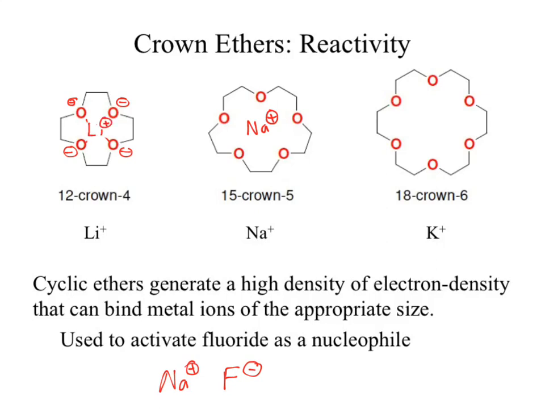What happens if we add more ethers? Jump up to the 18. We can now fit an even larger counterion in it. So depending on the source of our fluoride ion, if we paired it up with a potassium or sodium or lithium, we could use a different crown ether to limit the effectiveness of that counterion and increase the reactivity of the fluoride, because now it's not bound to that salt. Okay, so it's kind of neat in that respect.